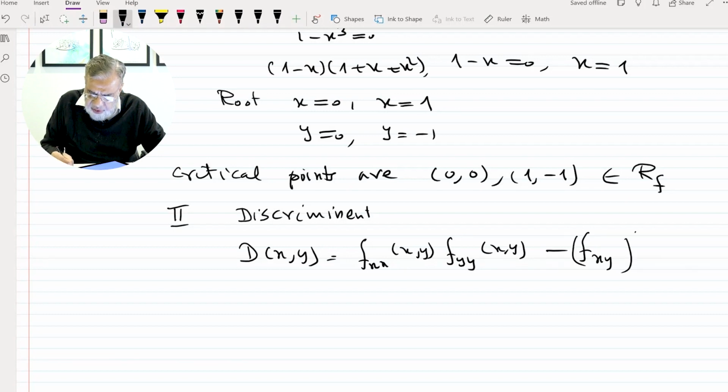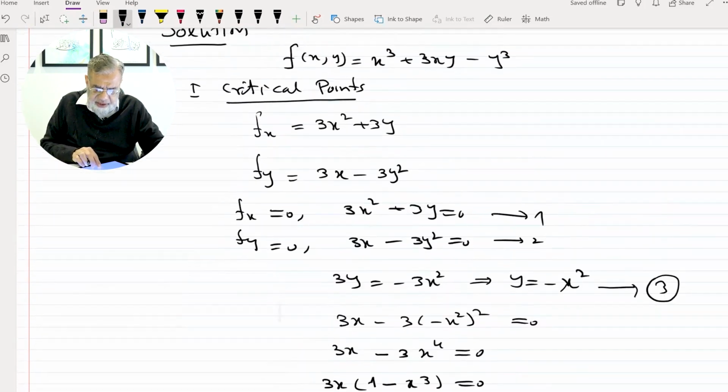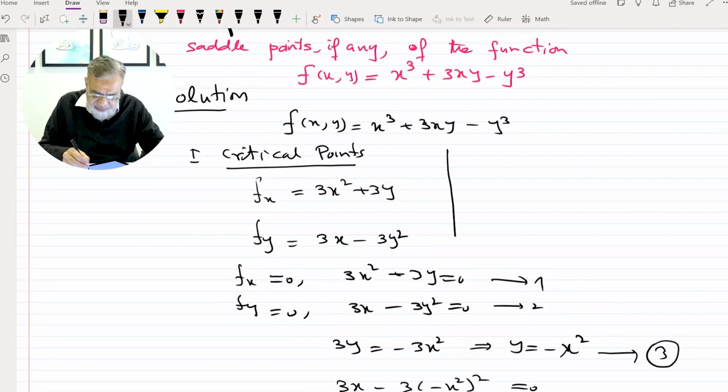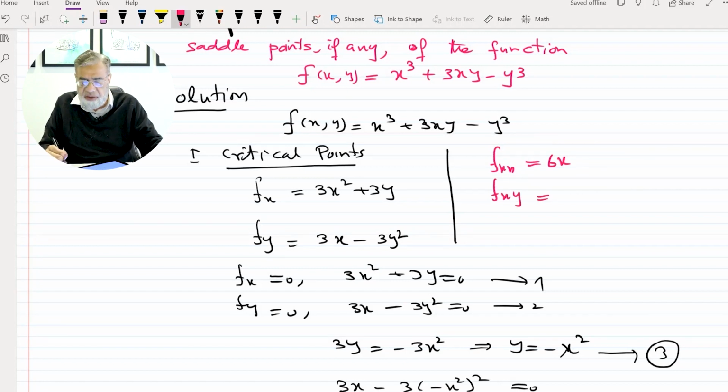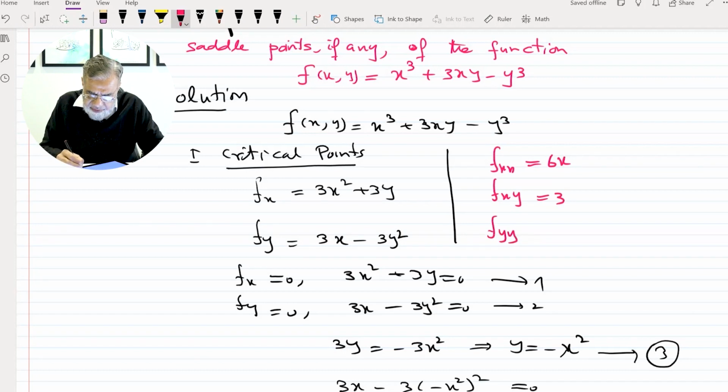Now we can just find the second derivatives. Here we have the first derivative, and I can write my second derivative, taking the derivative of this one with respect to x again. We get f_xx is equal to 6x, y is constant. Then I take the derivative of this one with respect to y. Here x is constant, y is changing. We get 3, and we get f_yy: x is constant, y is changing. I get minus 6y. So this is my second derivative.